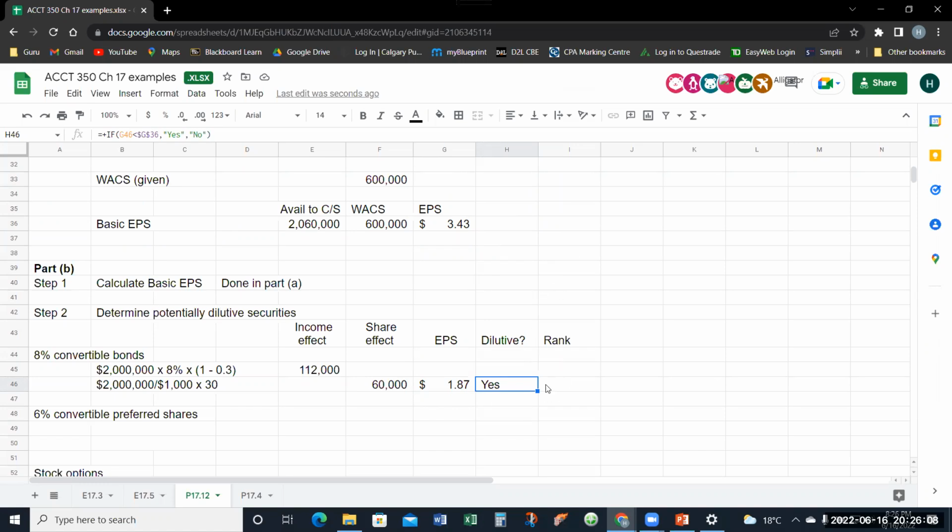Now, what sequence am I going to introduce the bonds? That depends on the ranking, which I can't do just yet. I've got to wait until I've gone through all the lists, right? So bonds, they are dilutive, potentially.